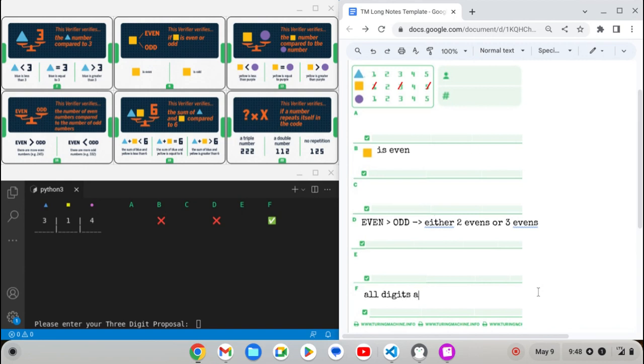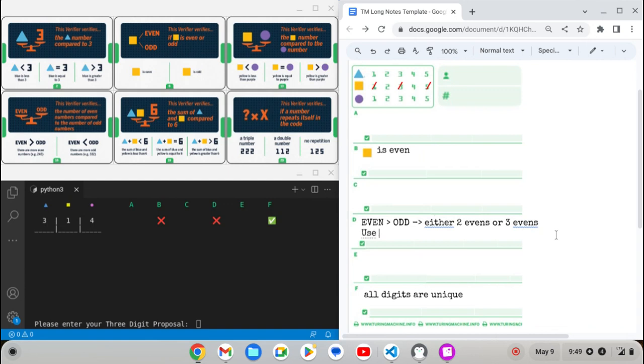All digits are unique. Okay? So at this point, we've already tested our 3 allowed Turing tests per proposal. So I have to now generate a new proposal for the next round. Again, we do know that they have to be distinct, and there are more evens. So actually, let me update my notes here: since they are distinct and there are more evens, that really means that I have the digits 2 and 4.